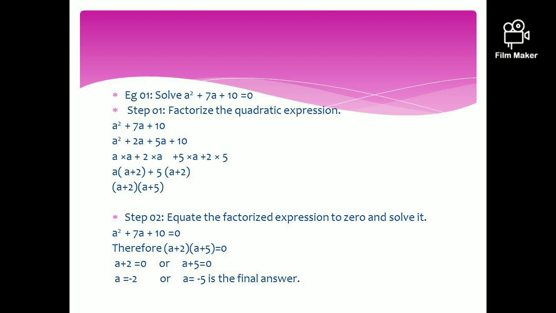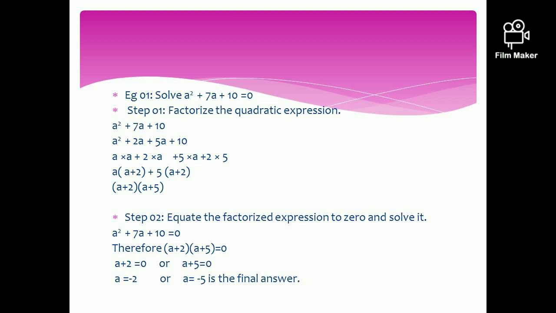Then the equation a squared plus 7a plus 10 equals 0 turns into (a plus 2)(a plus 5) equals 0. If a multiplication equals 0, it means each individual term can be 0. Therefore you can write a plus 2 equals 0 or a plus 5 equals 0.